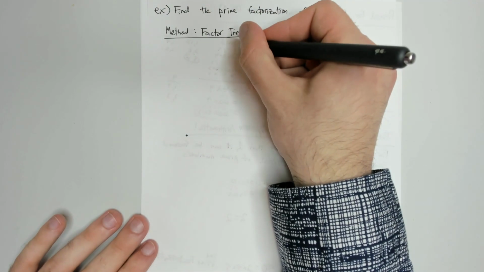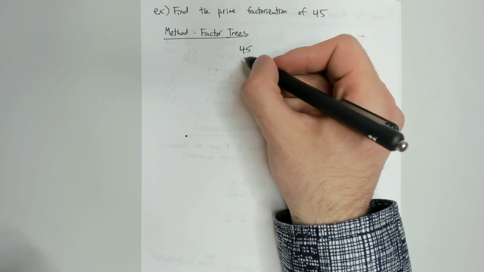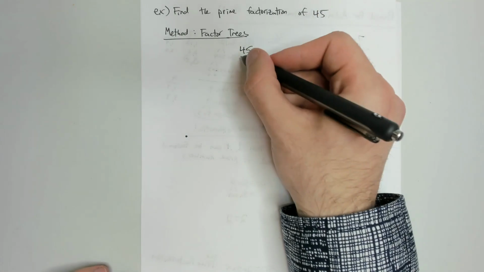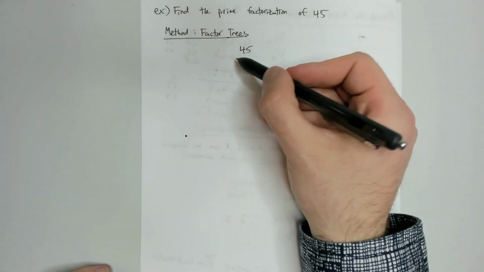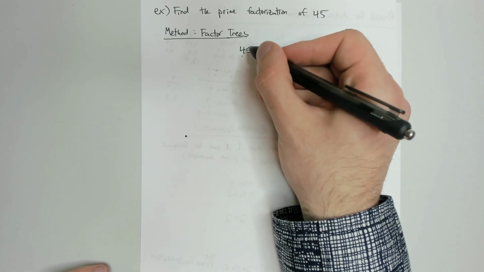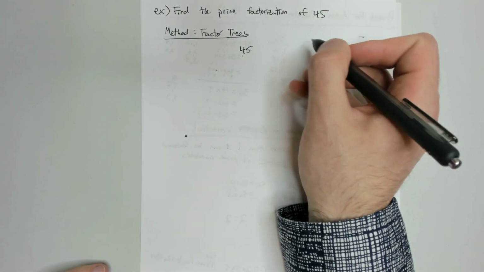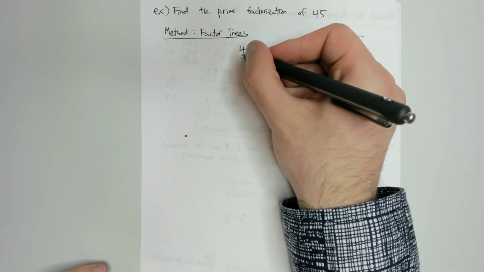With this, you start with the number on the top, and the idea is you basically take off the smallest prime number you can that will divide into this. So we'll start with 2. 2 can't go into 45 since 45 is odd. But what about 3? Well, if we add the digits, 4 plus 5 gives us 9, and 9 is a multiple of 3, so that means 45 is divisible by 3.